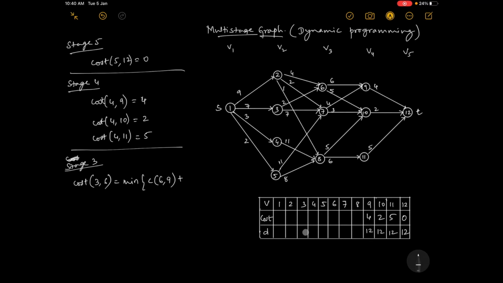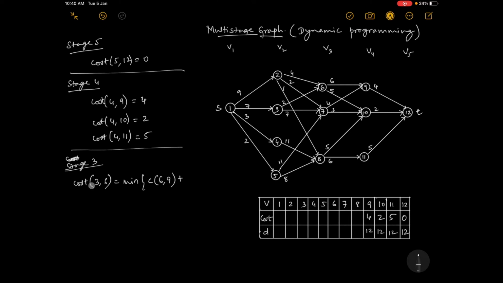Okay, what is this D and what is this? To reach the next node, the minimum cost has to be written here. Okay, yes, to have a minimum cost, which node is to be reached next. To have a minimum cost, which node is to be reached next has to be written here. Fine, we'll continue, we'll come here.